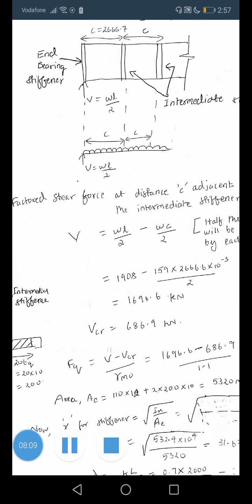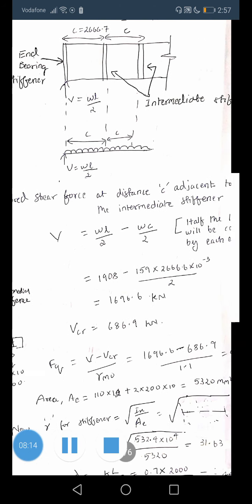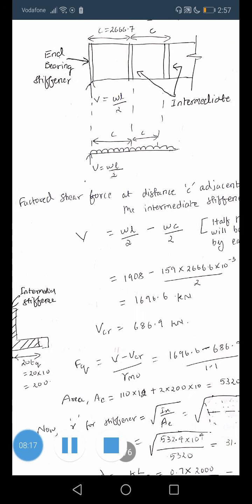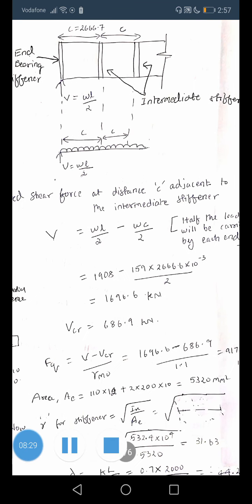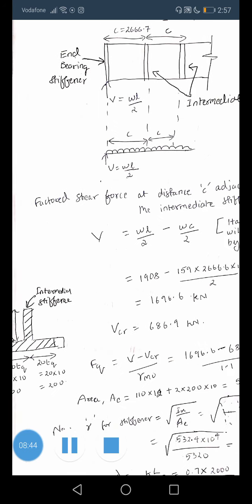So the factored shear force at distance c adjacent to the intermediate stiffener is V equals WL by 2 minus WC by 2. Now this WC by 2 is acting in the downward direction, WL by 2 is acting in the upward direction. Half the load will be carried by each end. For the intermediate transverse stiffener, on the left side WC by 2 and on the right side WC by 2, so that is total WC. So V equals WL by 2, that is the maximum shear force.